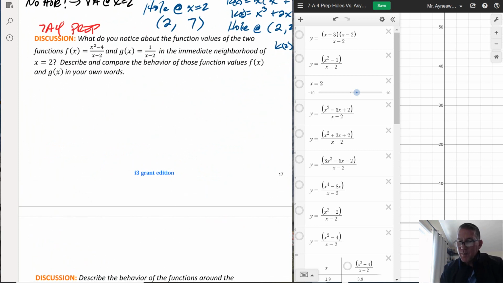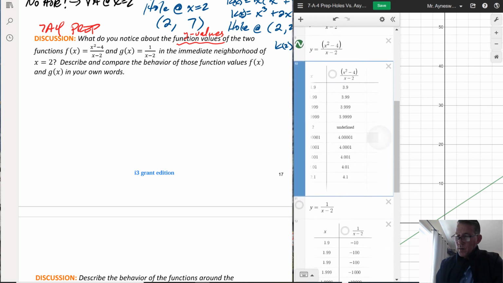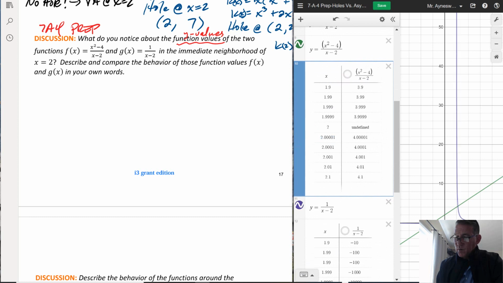All right, what do you notice about the function values? Function values are y values. You have to know that. So make a note of that in red. When I say function values, I'm talking about the y values of the two functions. Okay, f of x equals x squared minus 4 divided by x minus 2, which is this one. So there's that function. Type that in Desmos, and g of x, which is 1 divided by x minus 2. Okay, so that's this one.